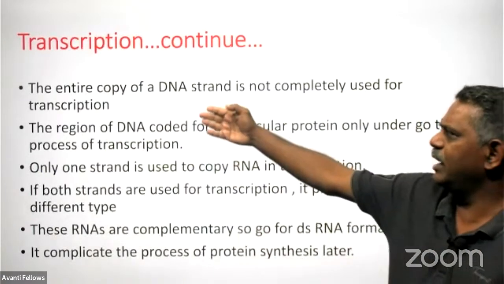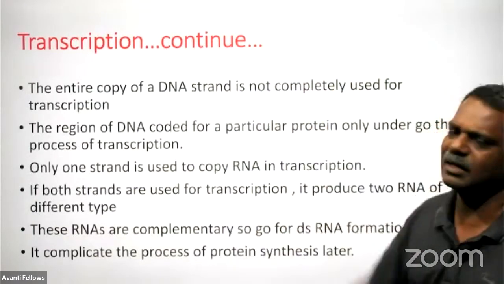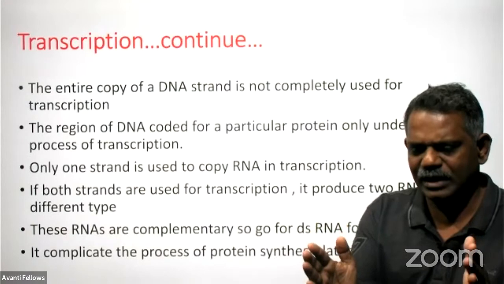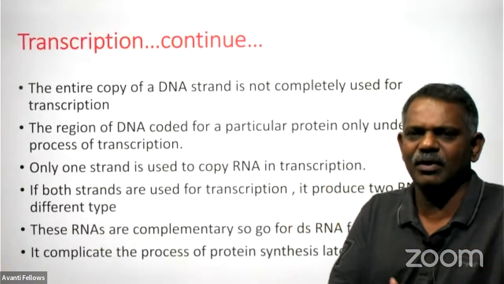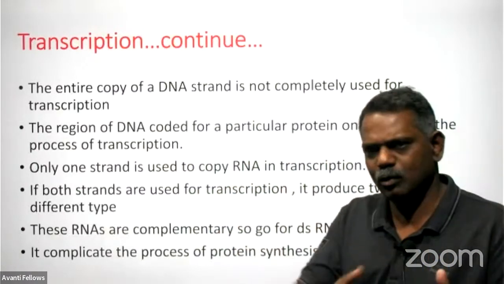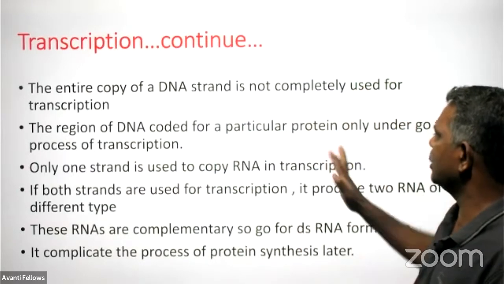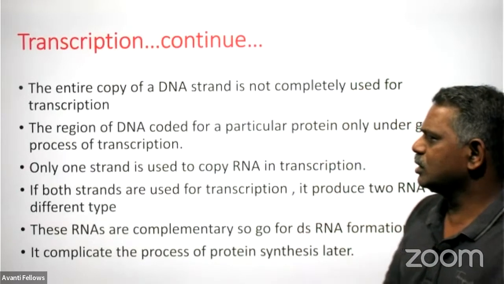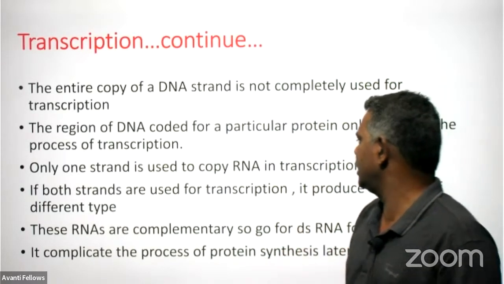So as I told you, the entire copy of the DNA strand is not completely used for transcription. The area having the particular information for a functional protein, that area only should be copied into the RNA. The region of the DNA coded for a particular protein only undergoes the process of transcription, and only one strand is used to copy RNA in transcription.